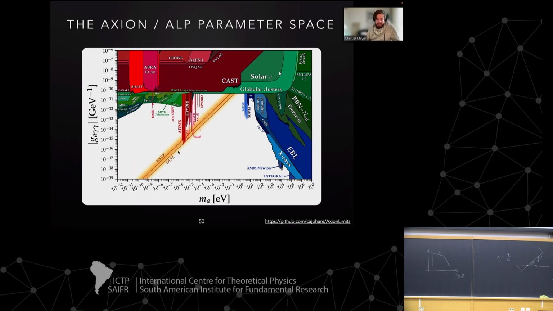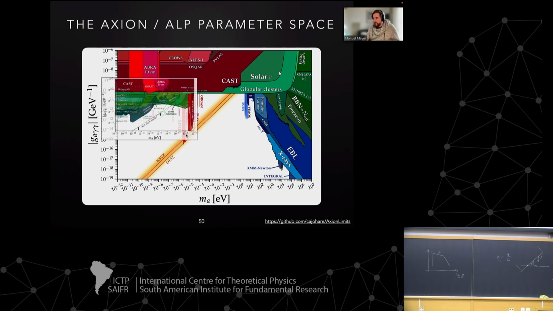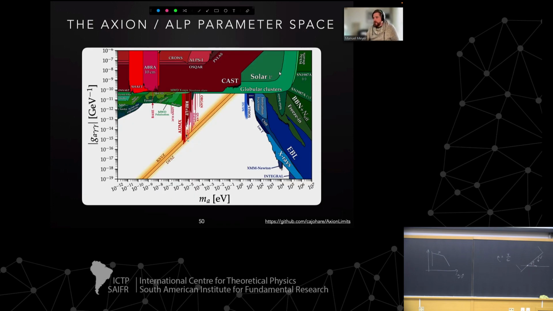So this yellow band that you see here, maybe I can actually draw this. Let's see. Like this. Okay, no, it doesn't work. Sorry. Anyway, this band that you see here, this is what people usually refer to as the QCD axion band. So where the axion actually solves the strong CP problem. And these are theories beyond the standard model that give you a simple prediction where this axion should be. But don't take this carved into stone.